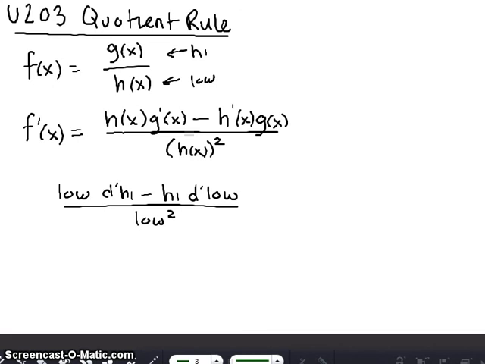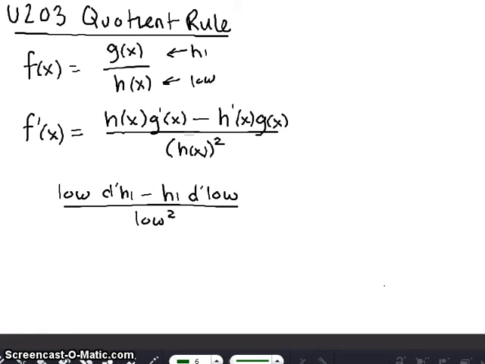Now there are two big things that we have to remember on quotient rule, and that is the order. So we have to make sure we have h of x times g prime of x first, and then h prime of x times g of x second. The second big thing we have to remember is that it's subtraction in the numerator. It's always subtraction.